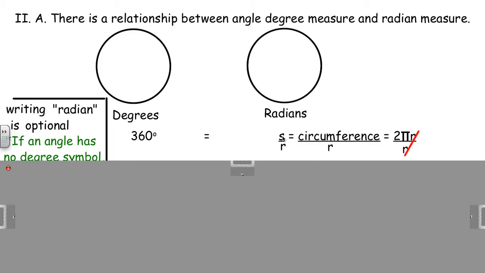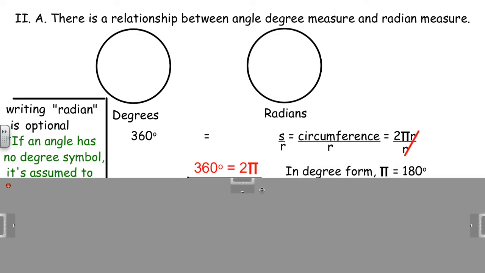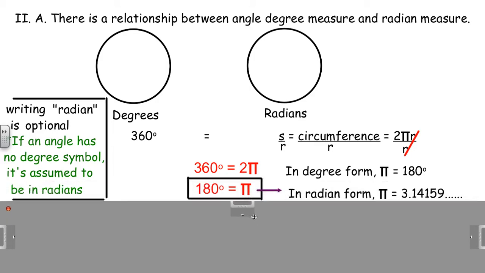So if I replace the s, which is the arc length, with 2 pi r, the circumference of that circle, and the r is still here, notice that the r cancels out. So then that leaves me with just this. 360 degrees is equal to 2 pi. And if I solve for pi, dividing by 2 on both sides, I'm going to get that pi is equal to 180 degrees. So that is a relationship between radians and degrees, right? That pi equals 180 degrees.